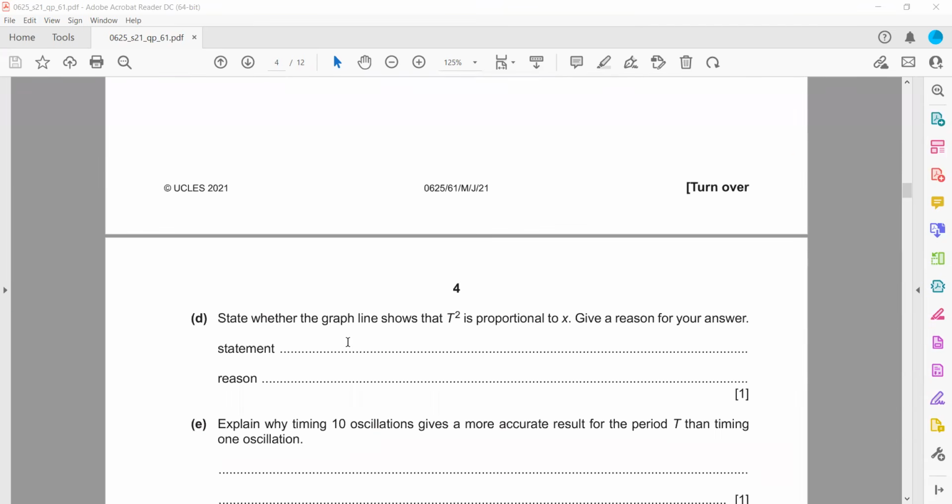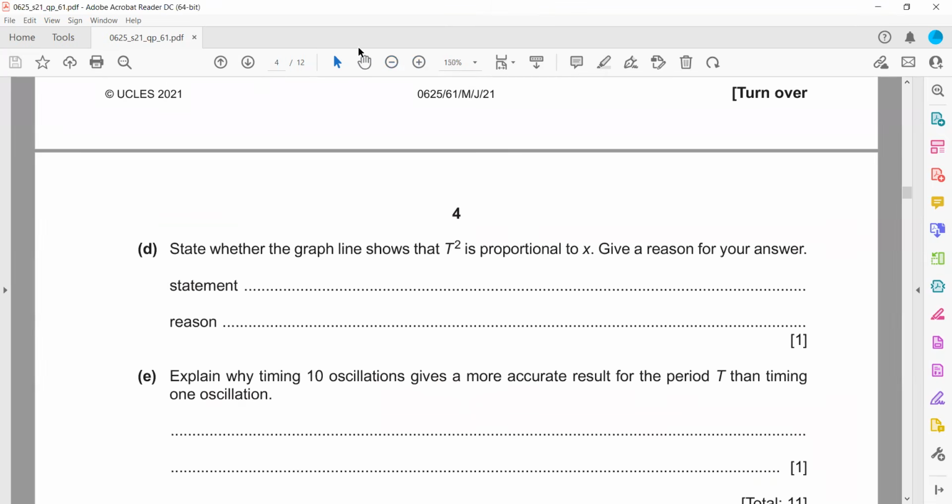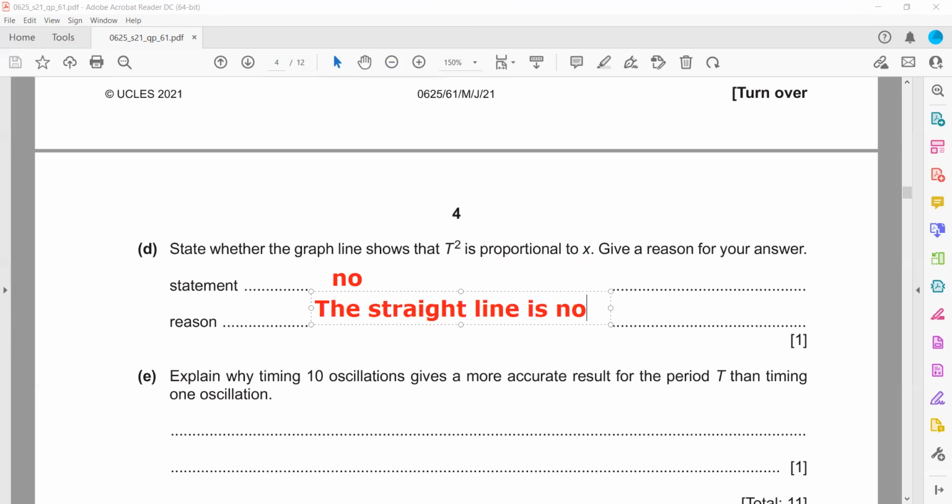So the question is, state whether the graph line shows t square and x are proportional, or t square is directly proportional to x. In a statement, we will say no, they are not directly proportional. And the reason is that the straight line is not passing through the origin. So it is a straight line, but that straight line is not passing through the origin. That's why we say they are not directly proportional.